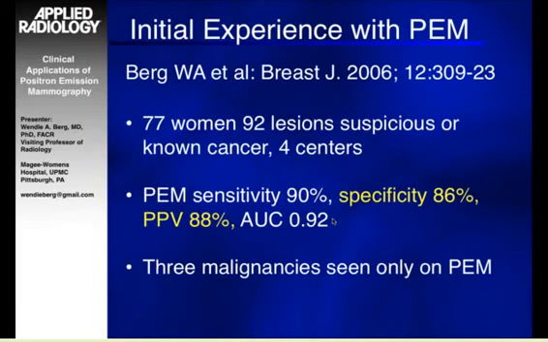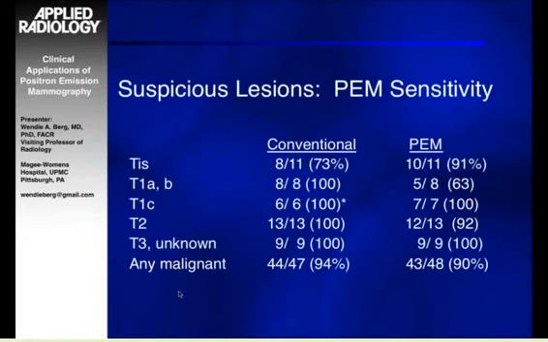So we had actually published an initial series involving women who had lesions that were considered suspicious on conventional imaging, either mammography or ultrasound or both. And in that early experience, we showed a very high sensitivity of PEM of 90%, as well as a high specificity of 86%. And remember, these are all lesions going to biopsy. And the PPV of a biopsy that was prompted by the PEM findings was 88%. Further, there were a few cancers seen only on PEM. So these very encouraging results prompted the development of a multi-center protocol.